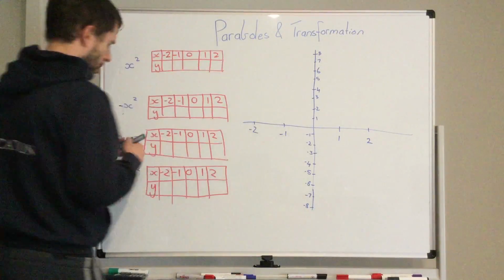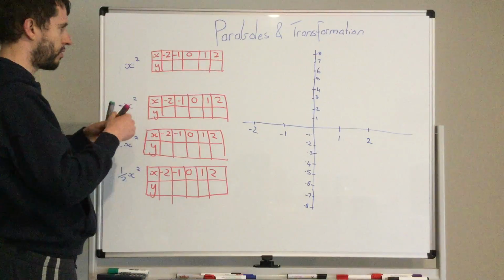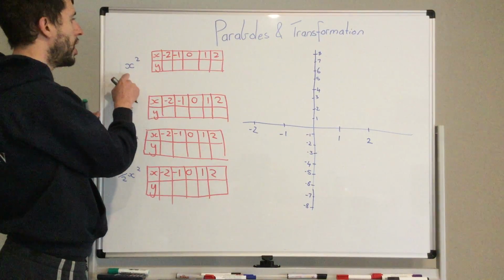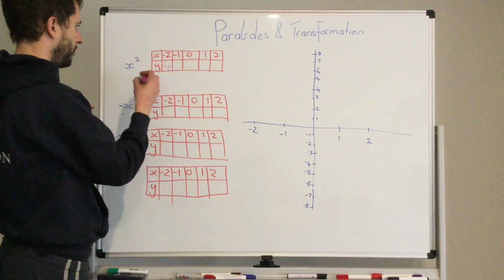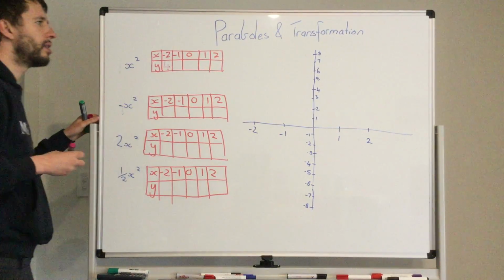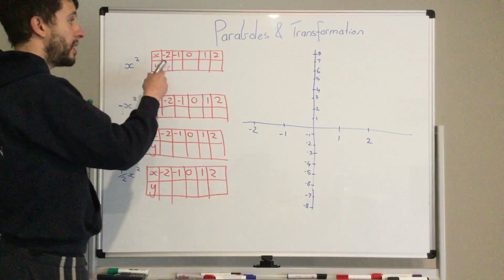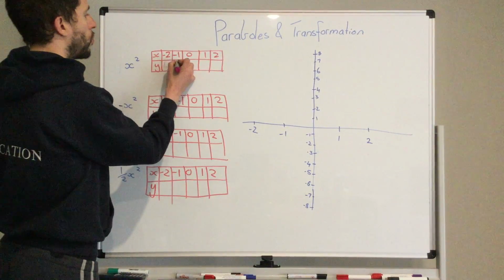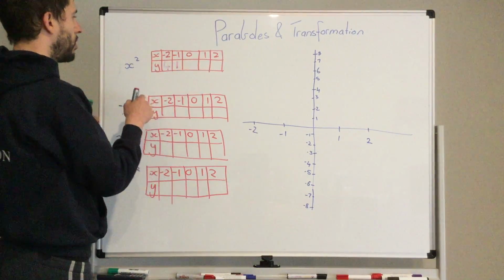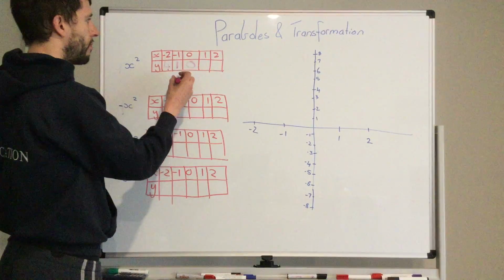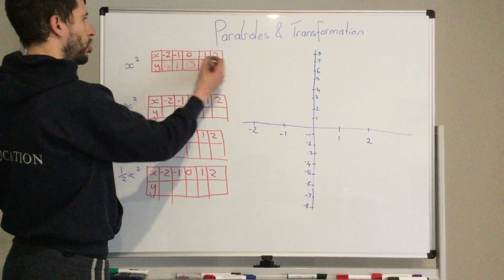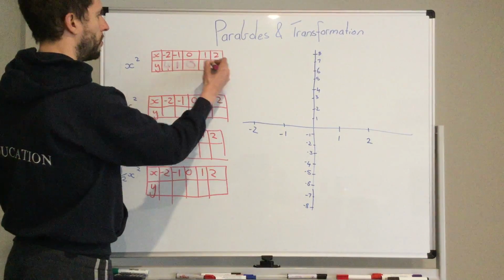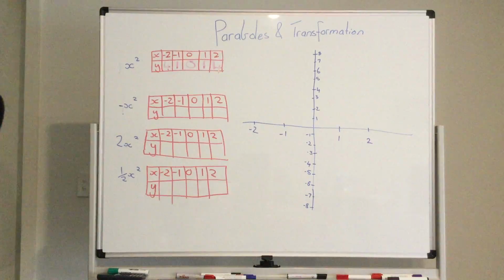So let's look at x squared. If x is negative 2, squared is 4. Negative 1 squared is 1, as negative 1 times negative 1 is just 1. And I've got 0 squared is 0. 1 squared is 1. 2 squared is 4. Awesome. So there we have it.